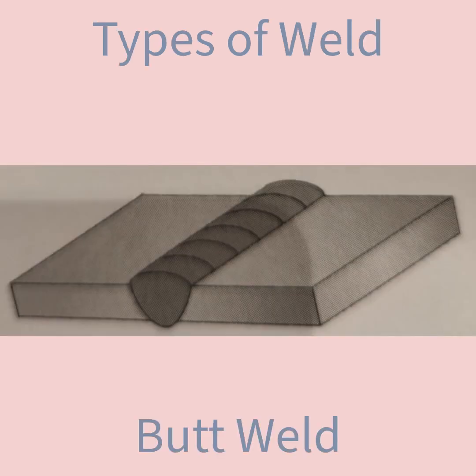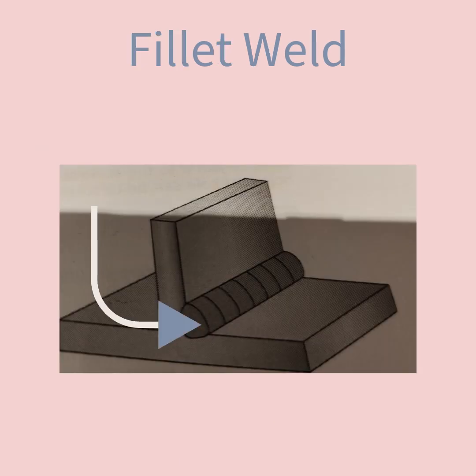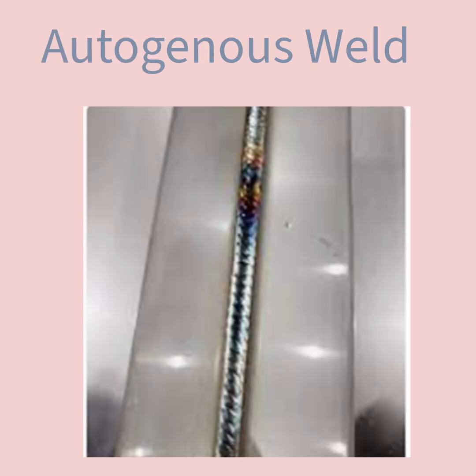The first is from the configuration point of view. There are two types of weld. The first is butt weld and the second is fillet weld. There is another type of weld which is called autogenous weld. Autogenous weld is a fusion weld made without any filler metal by TIG, plasma, electron beam, laser or oxy-fuel gas welding.